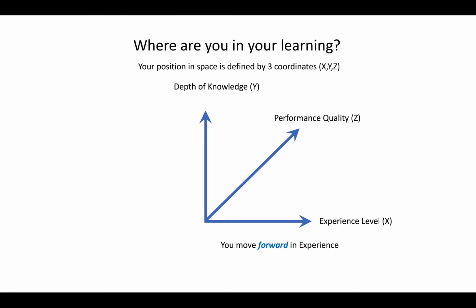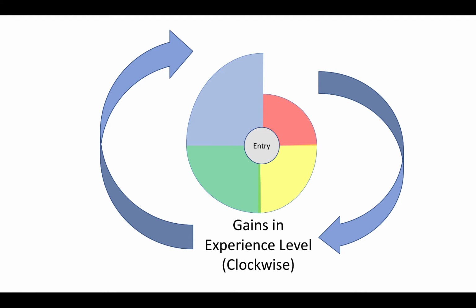You move forward in experience. You move up in task use or depth of knowledge. And you move out into the world with mastery in terms of performance quality. So as we go around the spiral, our gains in experience are clockwise. At the beginning level is new to me. A concept or skill or competency you don't know very much about, but you do know that it represents something that's going to help you get past a barrier.